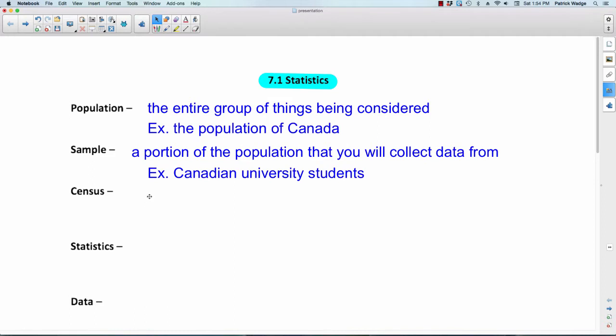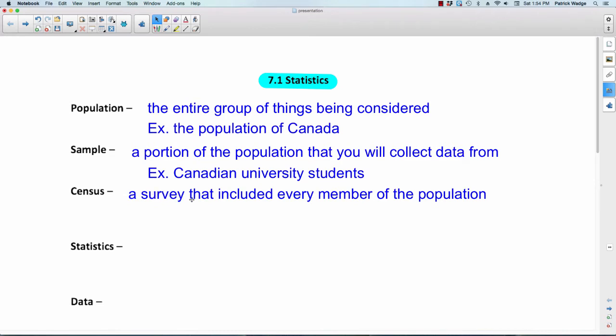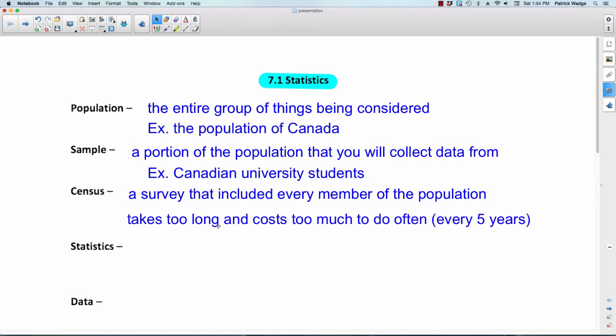Now, we do that sometimes. In fact, every 5 years, we do something called a census, and that's where we try, at least as much as possible, to get a survey done for every member of the Canadian population. So as I wrote here, that takes a lot of time and it costs too much to do very often. We just do it every 5 years in Canada. So for that reason, we usually aren't sampling a whole population. In other words, we're not doing a census. We just take samples of the population.